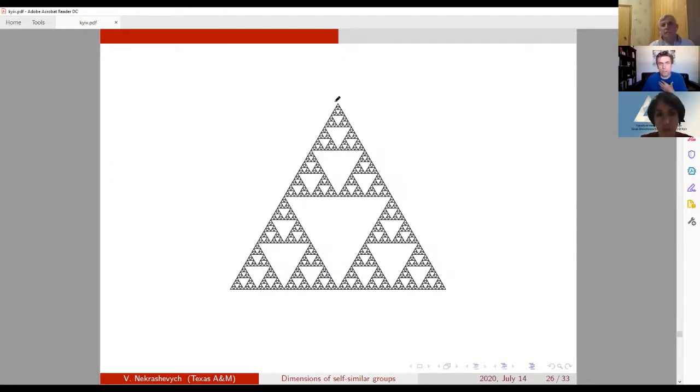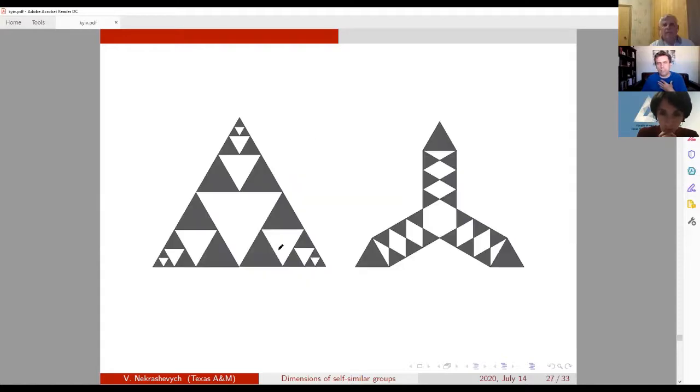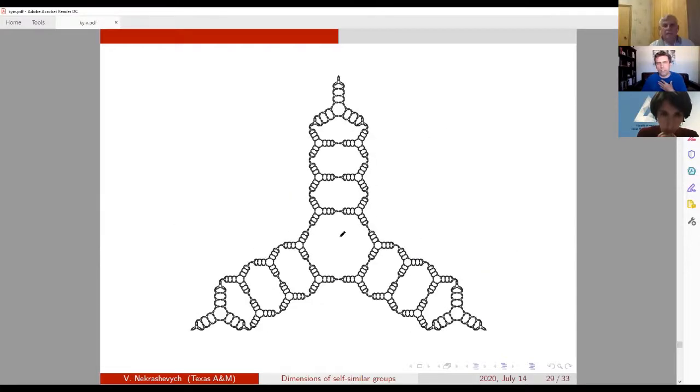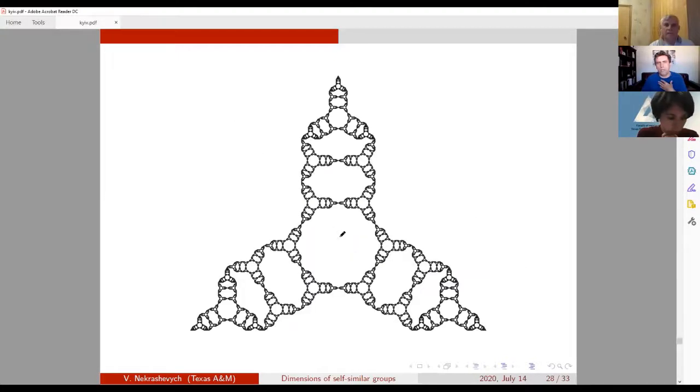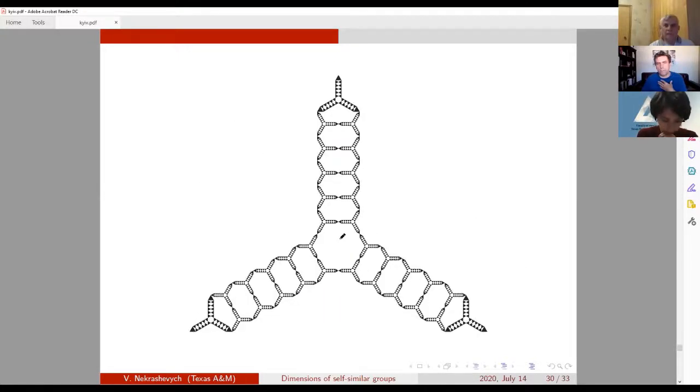And here is an example of such a group. There is the so-called Hanoi Tower group. This is the limit space, which is the Sierpinski gasket. It doesn't look like dimension 1. Actually, the Hausdorff dimension of this is log 3 divided by log 2. However, if you change the metric like this, here's how you change the metric, you can make the dimension as close to 1 as you wish.